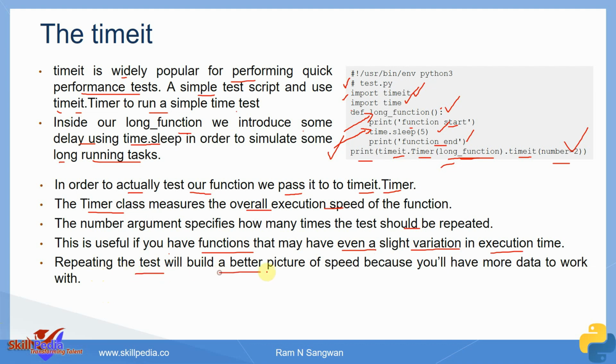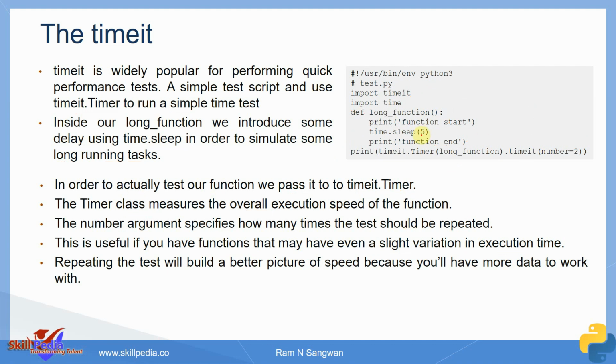Repeating the test will build a better picture of speed because we'll have more data to work with. Now, look at this code again. This is just a function we are using, but we are using that library to specify how to use the timeit library to check the time taken by a function in the process of execution. So what we see here is the time taken by a function in the execution. If it is taking too much time, you have to optimize it.